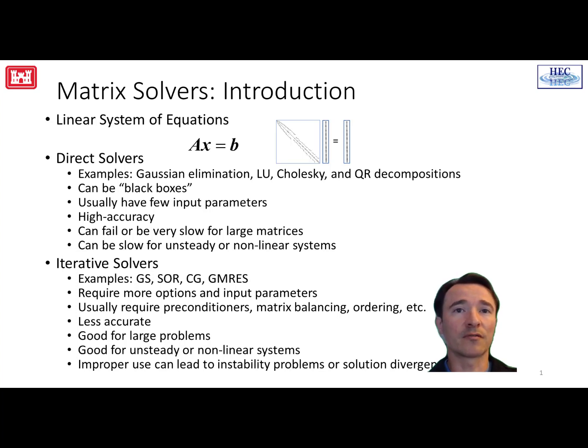Examples of iterative solvers are the Gauss-Seidel successive overrelaxation, conjugate gradient, and generalized minimal residual solvers. Iterative solvers usually have more options and input parameters. And to be effective, they usually require other methods such as preconditioning, matrix balancing, and ordering. And these methods may have their own parameters and options. For these reasons, iterative solvers require more skill and tuning for best results.